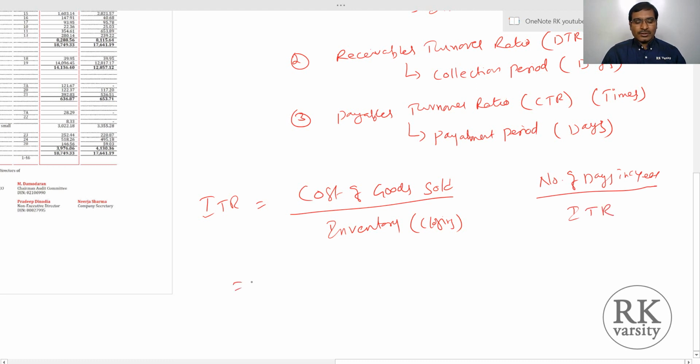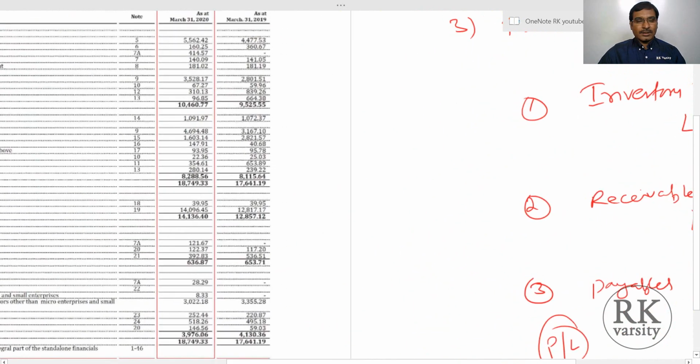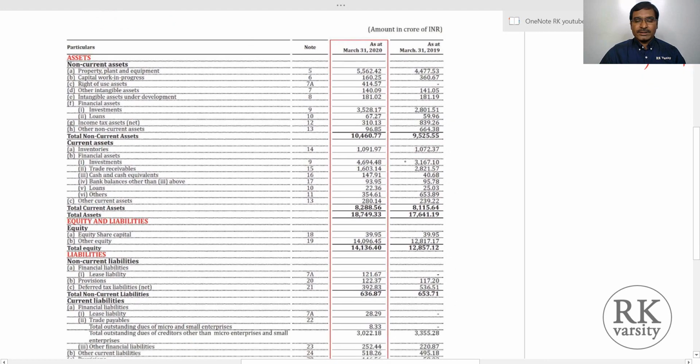So here cost of goods sold equals raw material consumed plus direct expenses, and average inventory you will get from a balance sheet. So inventory you get from a balance sheet, whereas cost of goods sold you need to calculate using a profit and loss account of a company. So here is a balance sheet. Now it shows an average inventories are 1091.97 crore. So this is your inventory for the year.